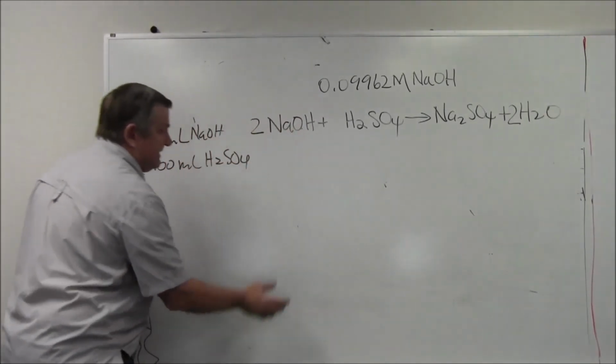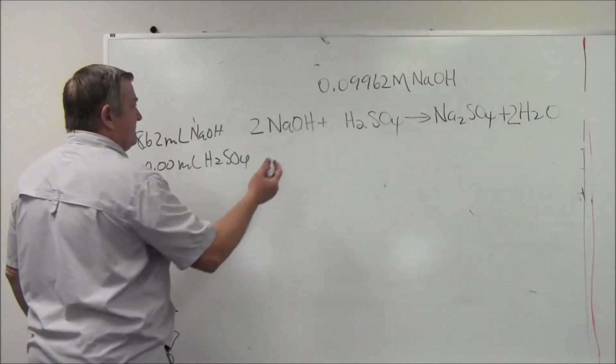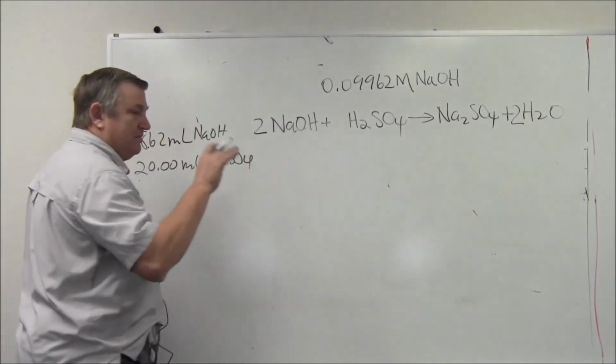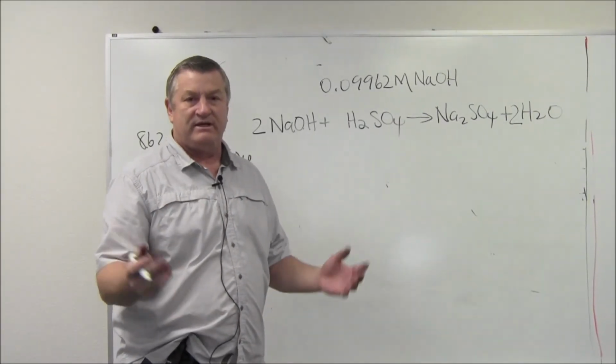And remember, without a balanced equation, titration means nothing. We got to have the balanced equation. So once again, we want to go from moles of a known, convert to moles of unknown, divided by liters of unknown. We get molarity of unknown.